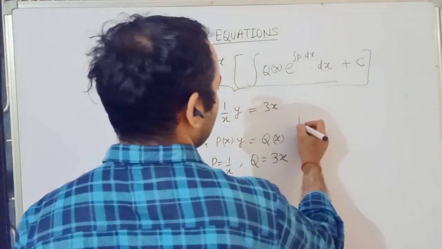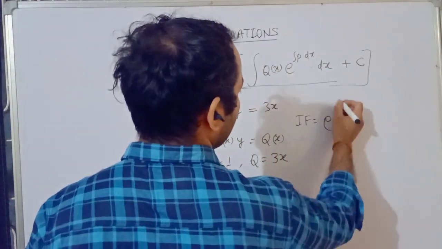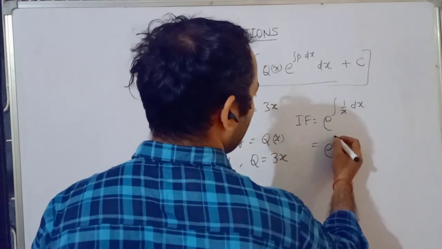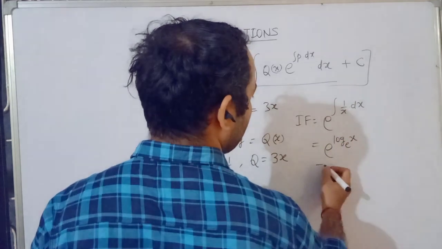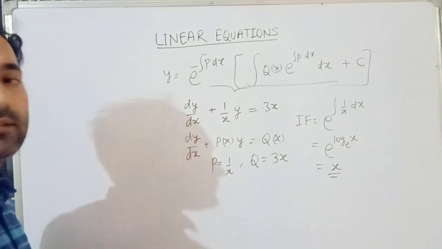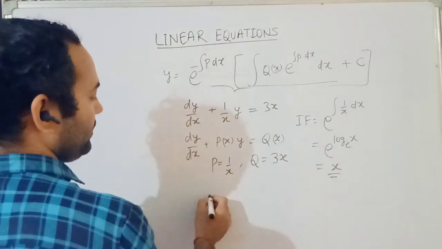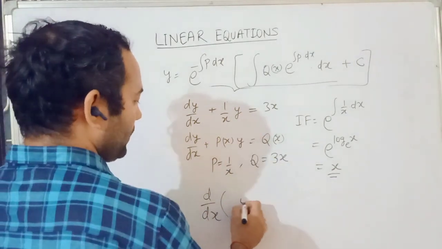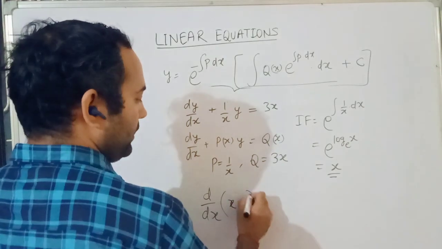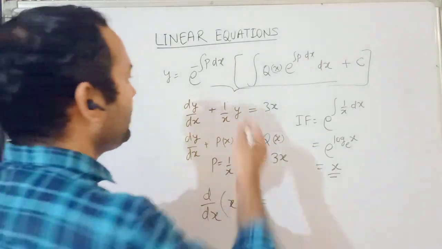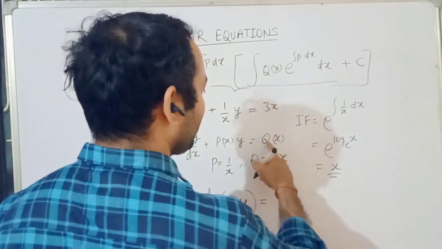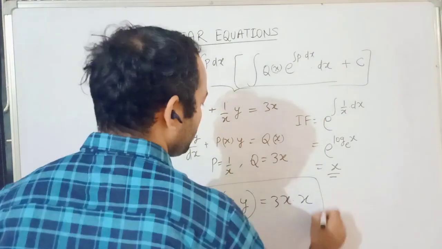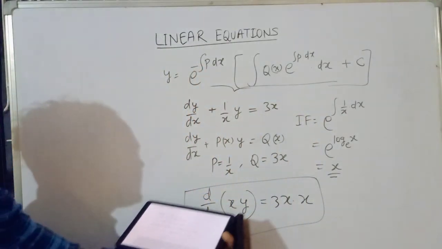Now what can be the integrating factor? e to the power integral of p dx, and this can be what? e to the power log x, and this is just x. The integrating factor is x. Now remember the procedure. What did you do? You took the derivative of y into integrating factor, which is equal to q(x) into integrating factor. q(x) was 3x, and the integrating factor is x. All you have to do is remember this procedure and now just integrate.